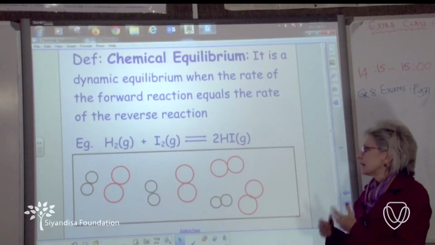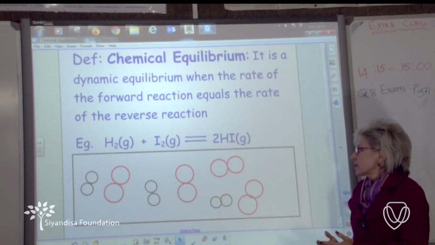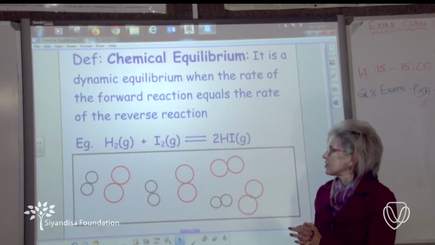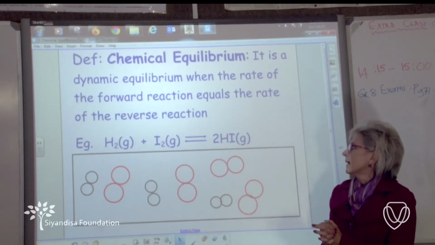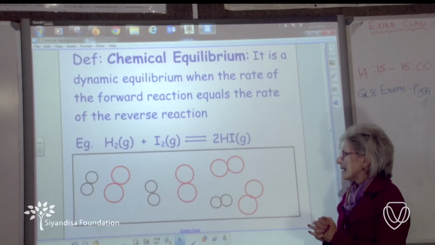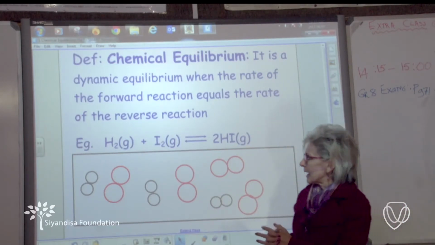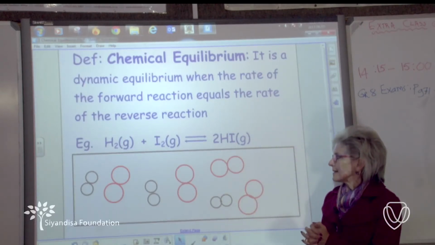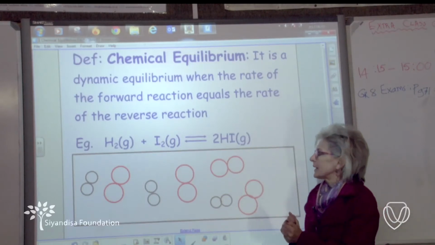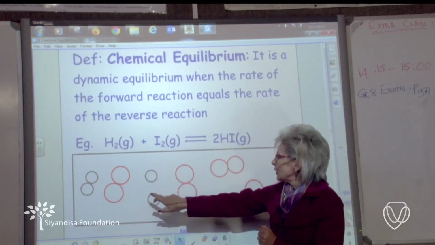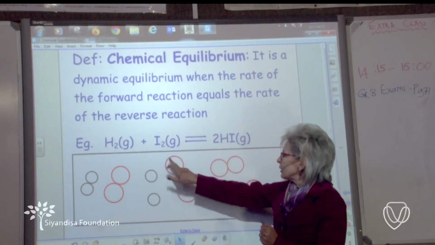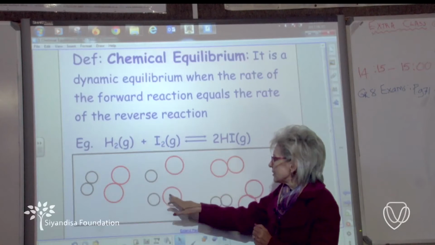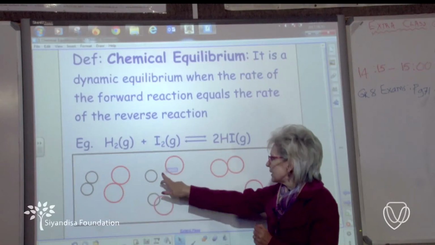Now I've got a very simple illustration that I want to do, and this is, for example, if we would say hydrogen gas reacts with iodine gas and it forms hydrogen iodide, and I've represented the hydrogen as those black spheres and the iodine as the red ones, then when they react, what would happen is hydrogen would break up, iodine would break up, and they would form new bonds. So that would simply be the reaction.